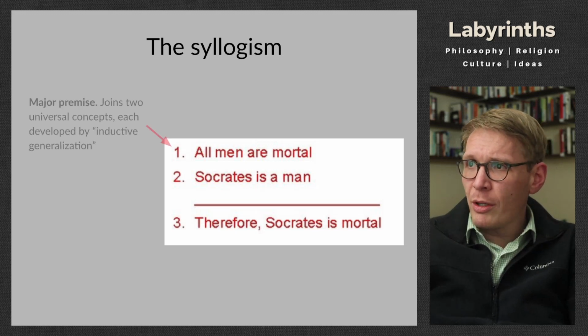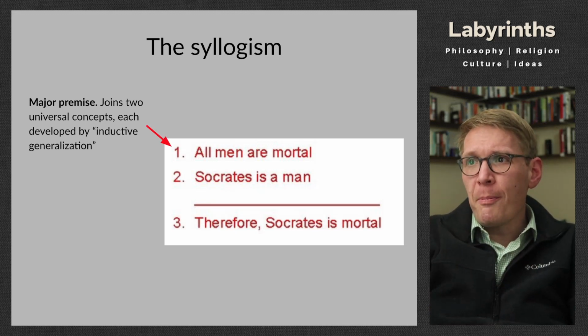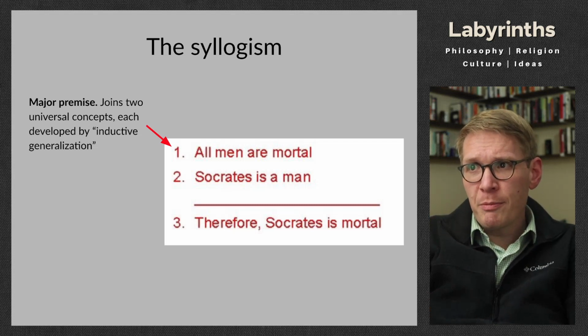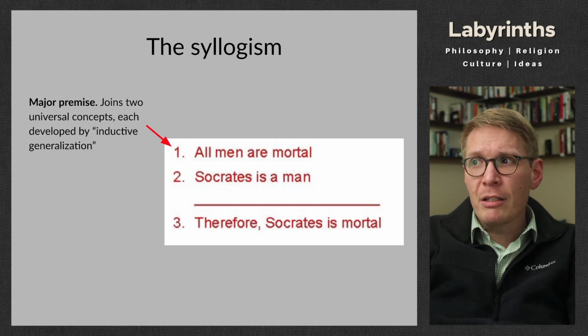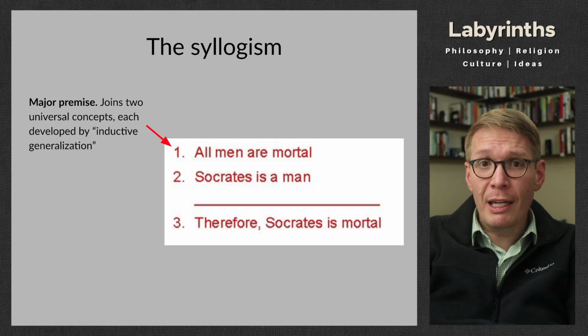Let's identify what each of these lines is. So we start with what is called the major premise. And this is bringing together two universal concepts. And we determine this, or each is developed, by inductive generalization. So what he means here, Hauser is using this term, inductive generalization. I've experienced a bunch of human beings in my life. And so I've formed a concept, human being, and I'm using that as a term. I have a universal idea of what a human being is. Again, subject to revision, but I'm basing my claim on my current understanding of that.